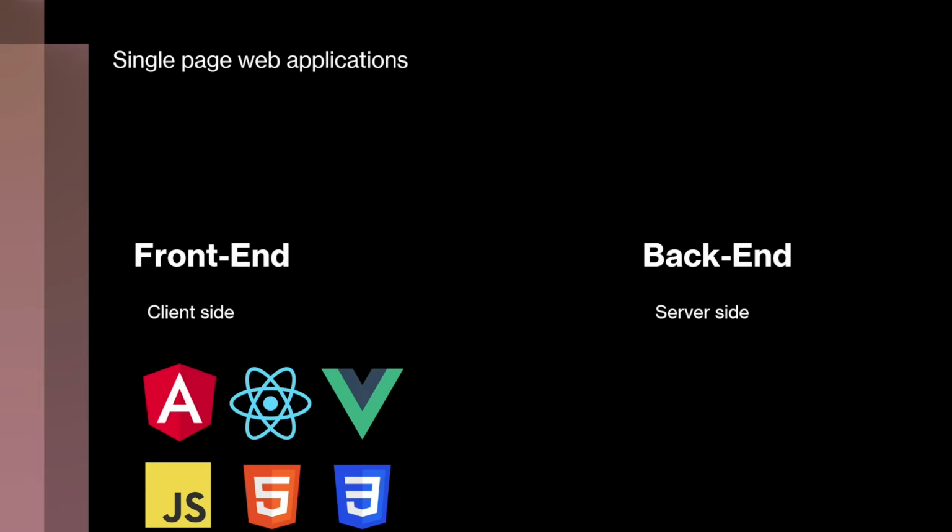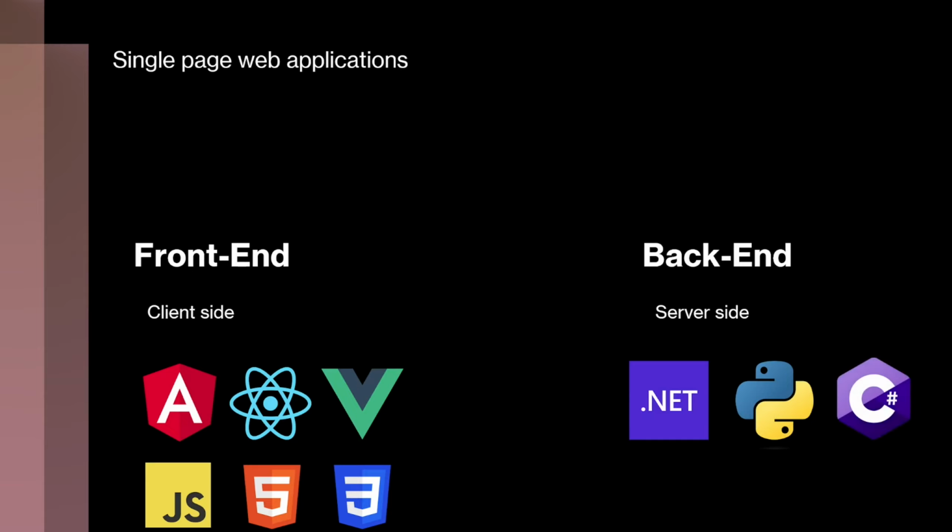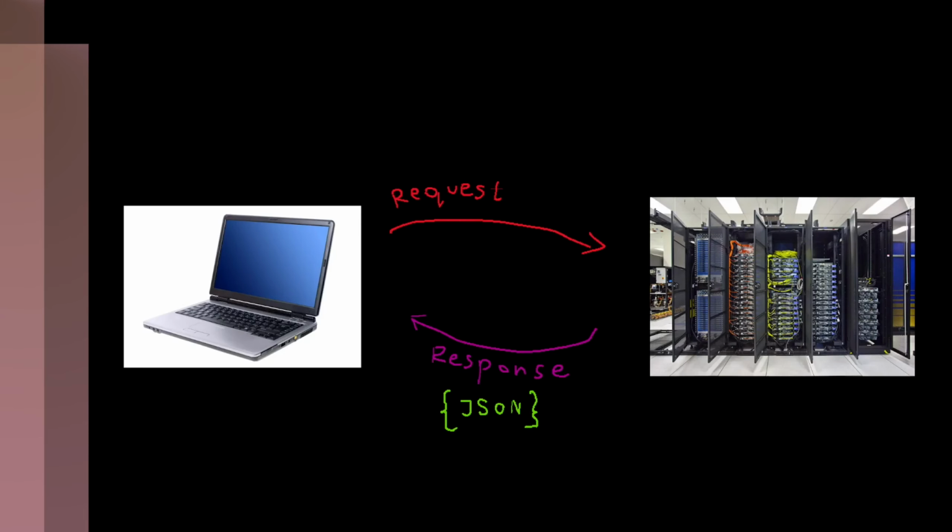The server, which is developed with .NET, Python for instance, or C#, only is responsible for sending the data to the client. That's it. There is no rendering done on the server side. It's only being asked for data and it returns data. So basically that's how it works.